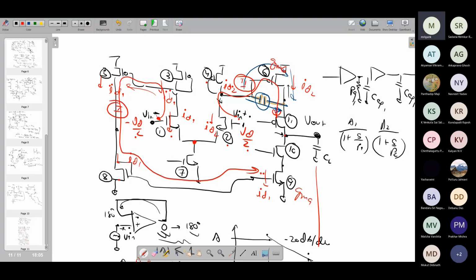How do we find out? See, path 1 is common source. First stage is common source. Second stage is also a common source. Both cases it is a direct connected load. And finally, the third stage is the cascade. So for path 1, what is the expression?